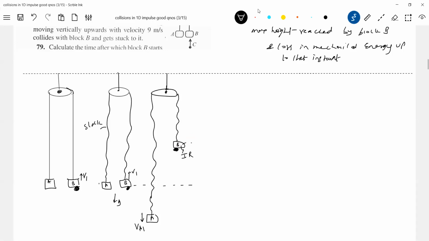This is at t equal to 0. This is just greater than 0. This is at a certain time. Let me call t equal to t1. Can we write anything? So what height the block A descends is the same height the block B will ascend.